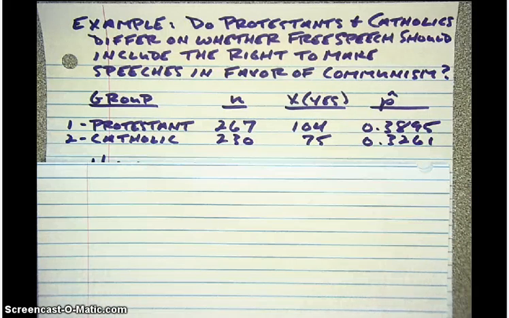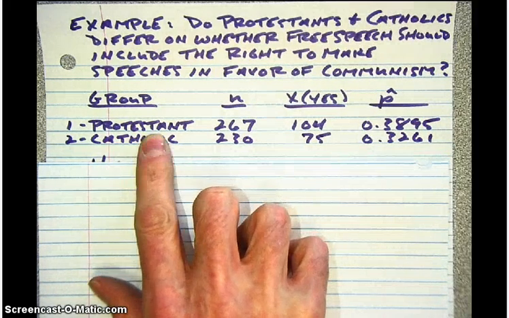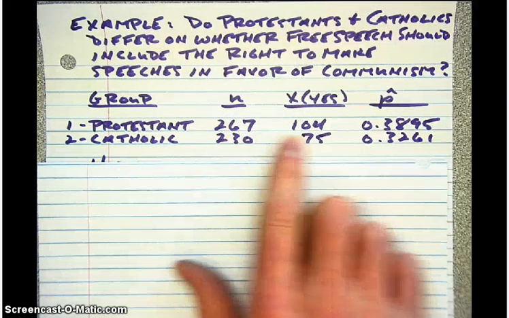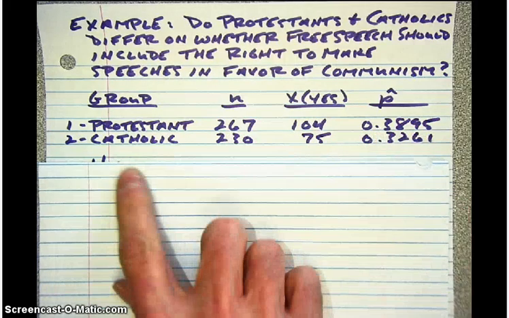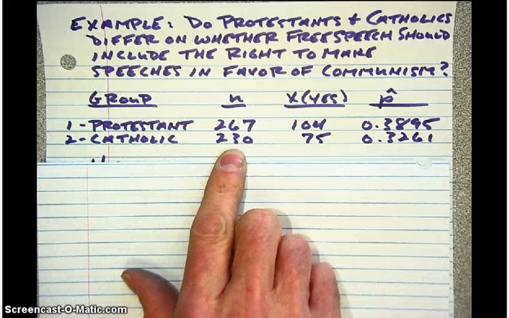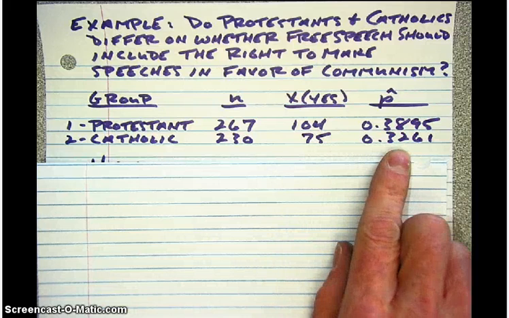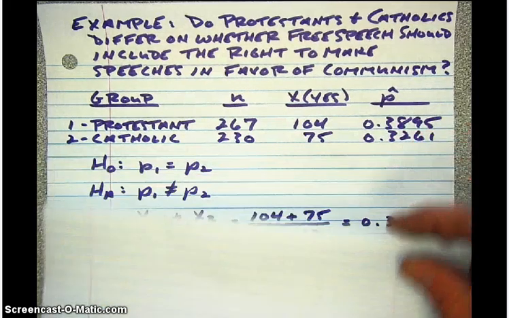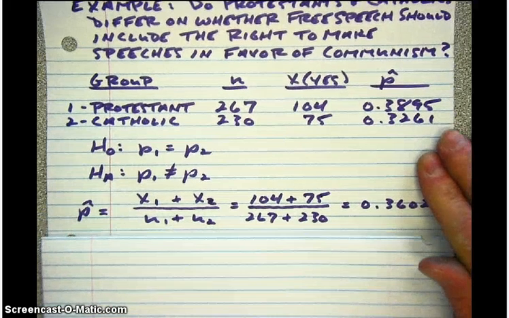The example is, do Protestants and Catholics differ on whether free speech should include the right to make speeches in favor of communism? And these are the data that we have. We took a random sample of 267 Protestants, and 104 answered yes. That gives a sample proportion of 0.3895. We asked a random sample of 230 Catholics the same question, 175 said yes, for a sample proportion of 0.3261. The null hypothesis is that there is no difference between Catholics and Protestants on this issue, and the alternative is that there is a difference.